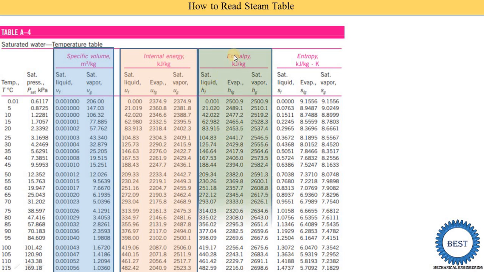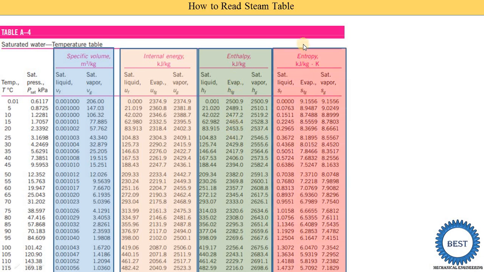The next property is the enthalpy. The unit of enthalpy is kilojoule per kg. Three types of enthalpy can be found from the steam table: the saturated liquid, HF, where H means enthalpy and F means liquid; the evaporation, HFG; and the saturated vapor, HG. The evaporation value is the difference between these two. Here UG minus UF gives the answer for UFG. In the same way for enthalpy, HG minus HF gives the answer for HFG.